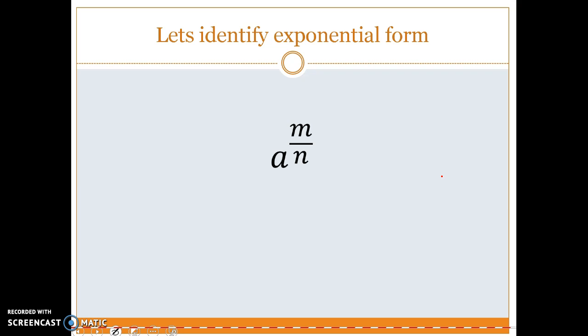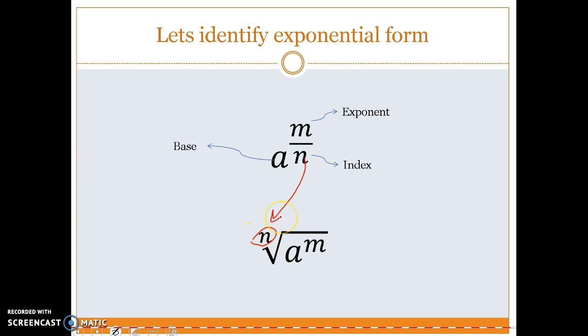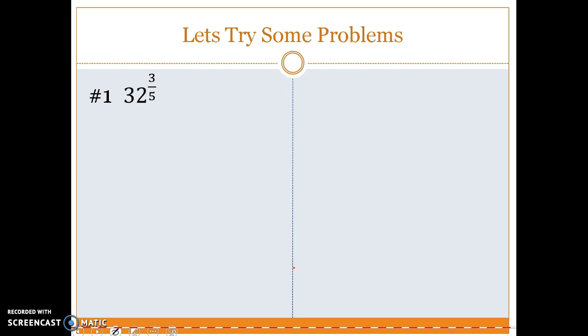And so the big idea here that we are going to learn is that if we have a to the power of m over n, that's the same thing as the m being the exponent, the n being the index, and the a being the base. This is exponential form, and then we can write it in radical form, where the n, or the index, is here, the exponent, the m, is here, and then the base is simply the radicand. And so those two forms mean the exact same thing.